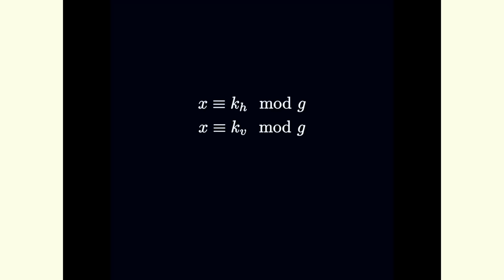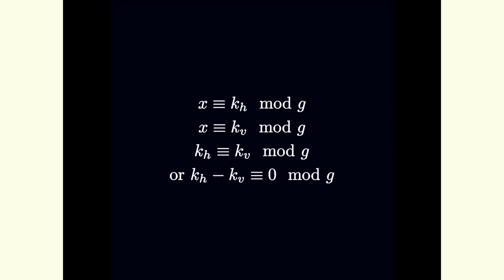Then, back in mod notation, we can move our offsets back to the right, to get that x is congruent to kh mod g, and x is congruent to kv mod g. Therefore, kh and kv must be congruent mod g. Then rearranging again, we get that kh minus kv is congruent to 0 mod g, which means that kh minus kv must be a multiple of g. If it's not, then we have a contradiction, and so we know that our equation has no solution.